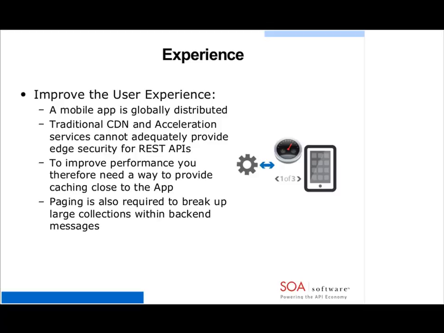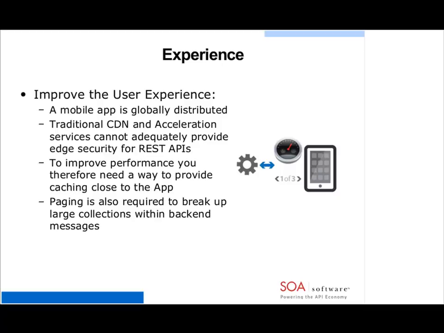Mobile application is basically globally distributed. It typically can't benefit very easily from traditional CDN and acceleration technologies, and this is primarily because of edge security. The edge security mechanisms that you have around APIs are not typically supported, at least not today, by CDN vendors and acceleration vendors. So to improve performance, you need a way of providing caching that's closer to the app. So you need to provide a global network of mobile application gateways to deliver the APIs as close to the mobile application as possible.